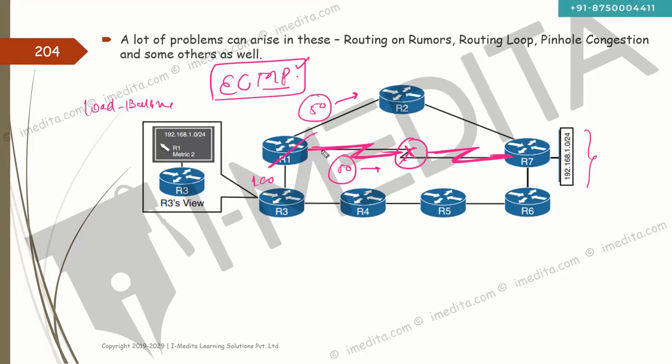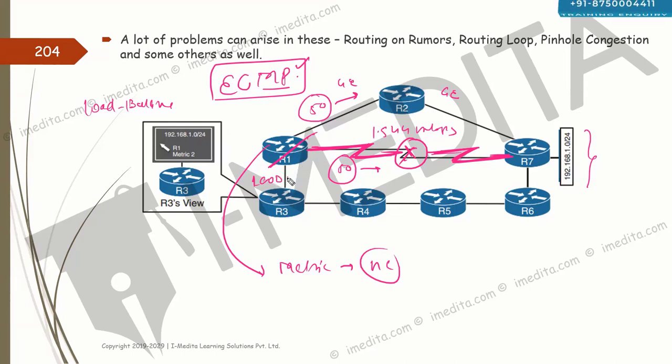The problem is, this is a serial link, and a serial link has way too slow a speed as compared to Fast Ethernet, or let's say, gigabit Ethernet links. But router 1 has only 1 metric, and that metric is hop count. So as long as the hop counts are the same, it will always perform equal cost load balancing, no matter what the bandwidth or speed is. Whether you receive 100 packets, 1,000, 10,000, 1 lakh or 10 lakh packets, all those packets are going to be equally divided between these 2 links. Half of the packets will go from here, and half from here.